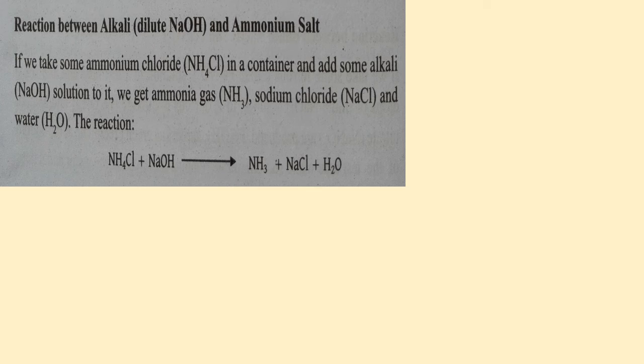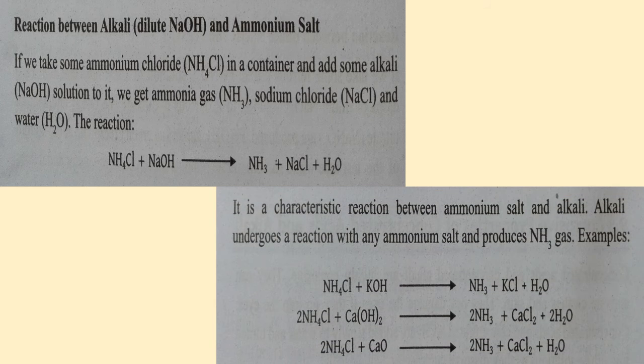Reaction between alkali, dilute sodium hydroxide, and ammonium salt. If we take some ammonium chloride in a container and add some alkali solution to it, we get ammonia gas, sodium chloride and water. It is a characteristic reaction between ammonium salt and alkali. Alkali undergoes a reaction with any ammonium salt and produces ammonia gas.